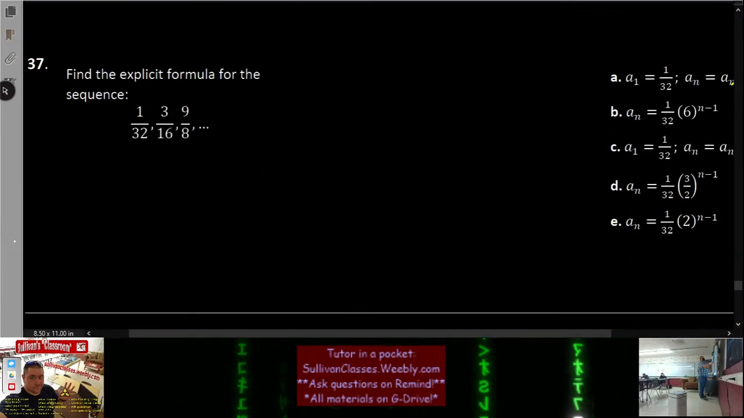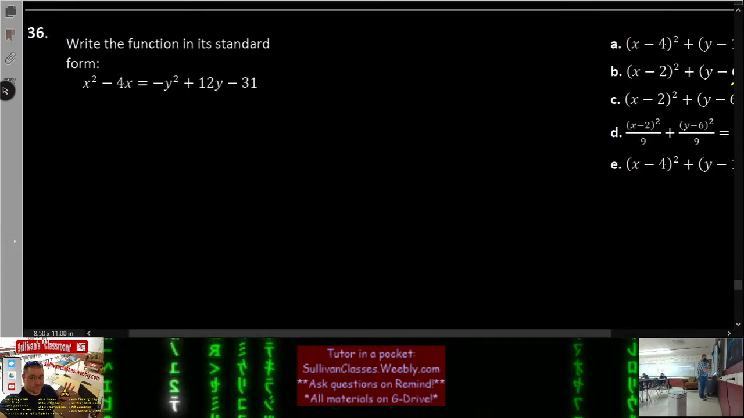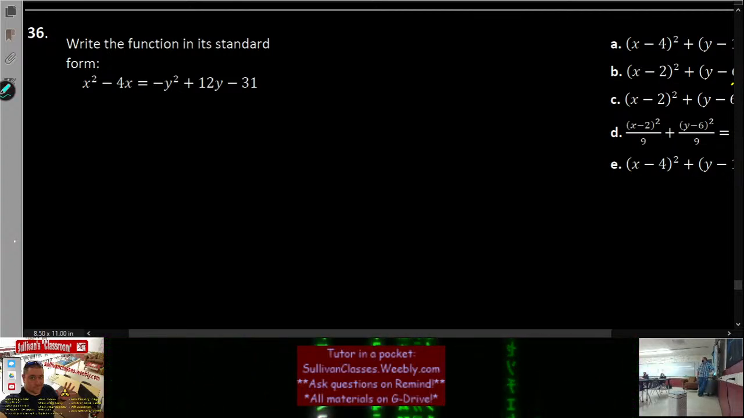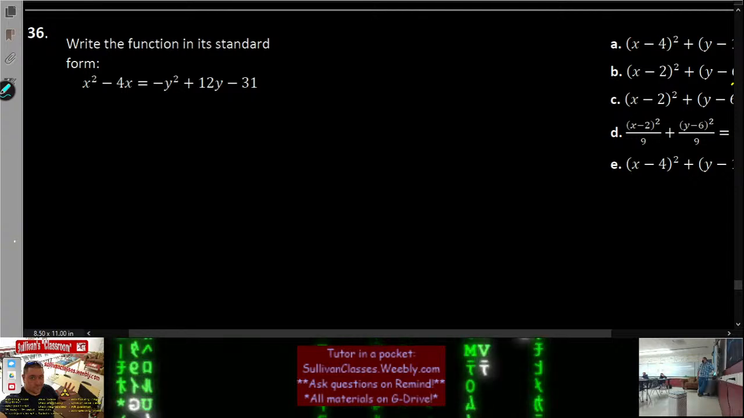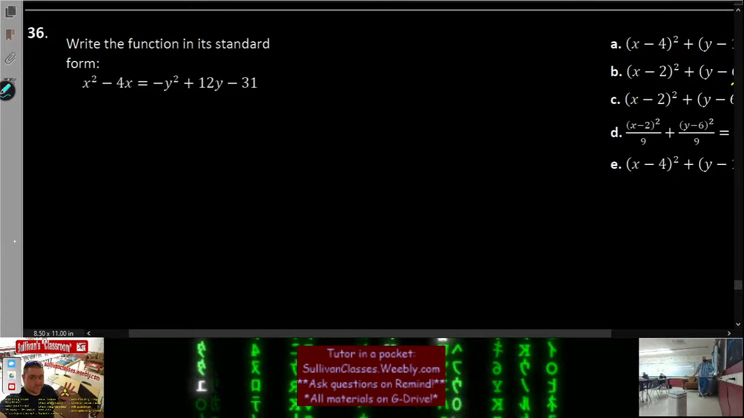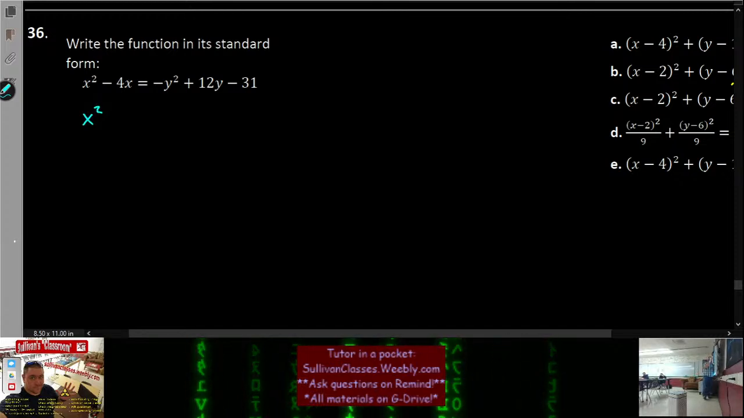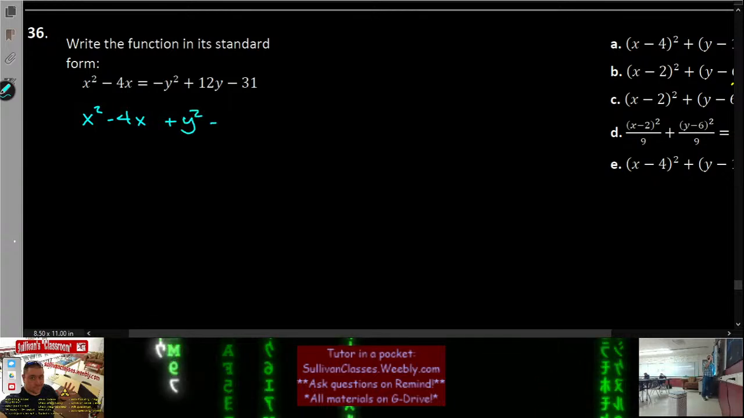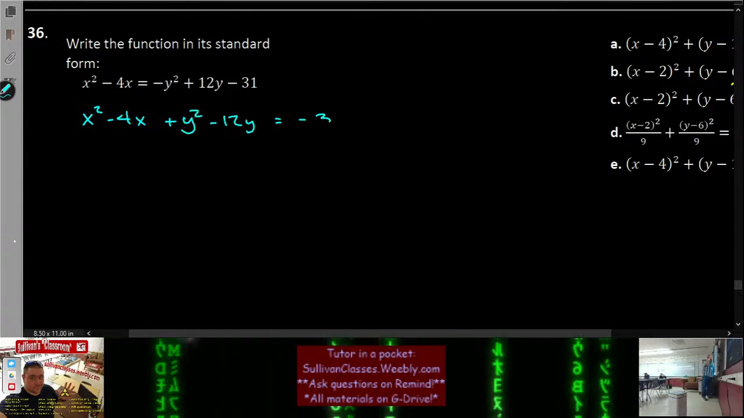Write the function in standard form. What type of function is it, and how do I know? Well, it doesn't start with all my squared stuff on the right side, or left side. So we'll do that first. X squared minus 4x plus y squared minus 12y is negative 31.